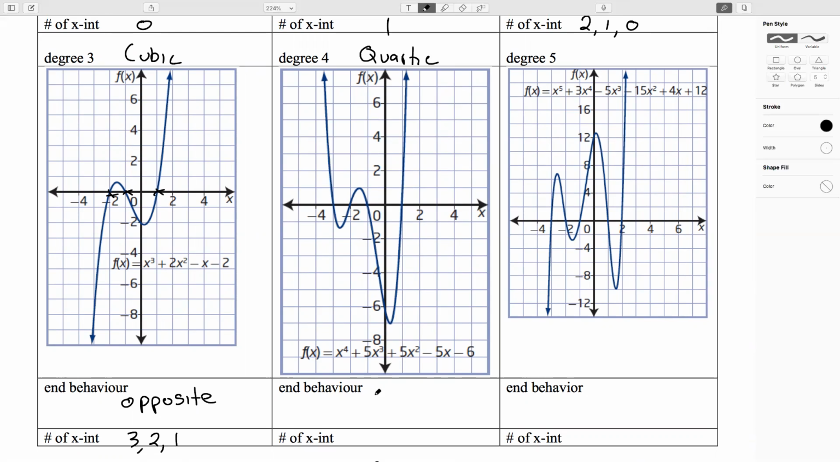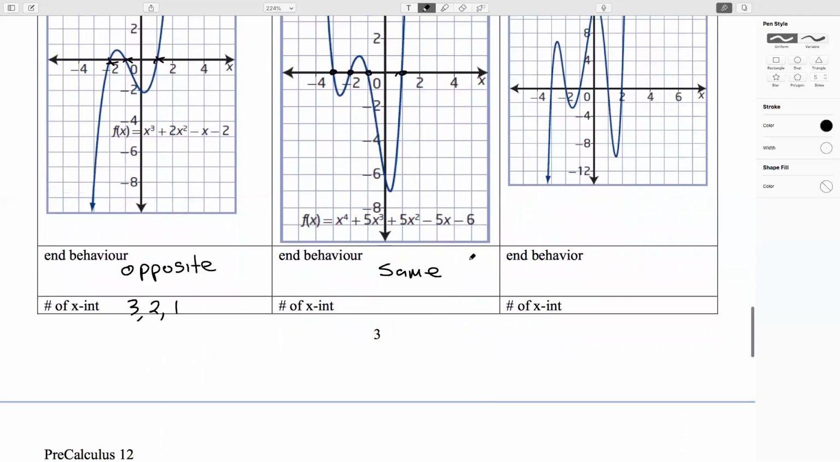Quartic functions have the same end behavior, and they can have up to 1, 2, 3, or 4 x-intercepts. They don't have to have an x-intercept. They're similar to a quadratic, where you could have one that never touches the x-axis, but you can have up to 4. So you can have 4, 3, 2, 1, or 0.